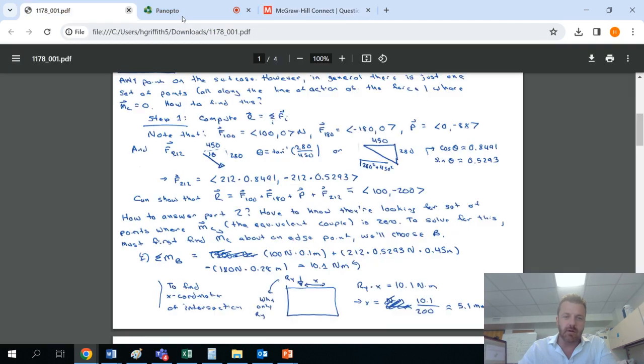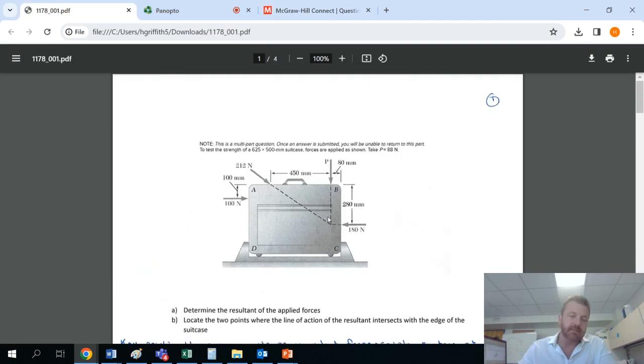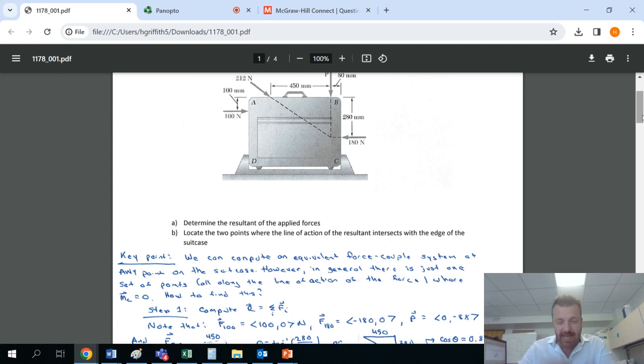Well, remember for this problem that we're working on here, we can determine an equivalent force couple system at any point. And generally speaking, the couple will be non-zero. However, there's only a finite set of points where the resulting couple would be zero. And what that means is that we're going to find that set of points as a line, and any point along it is going to feel like it's purely being translated. It's not going to experience any rotation.